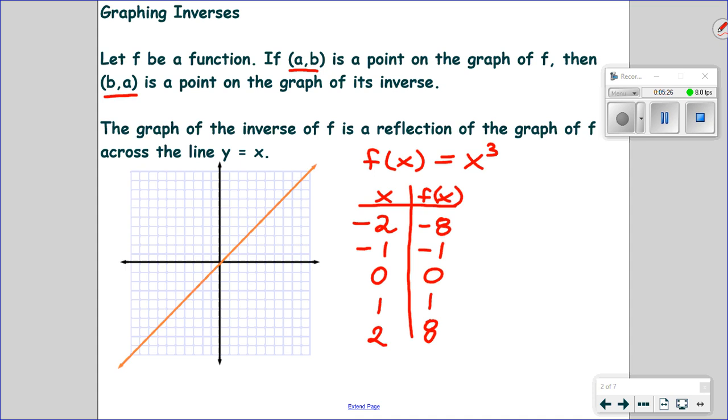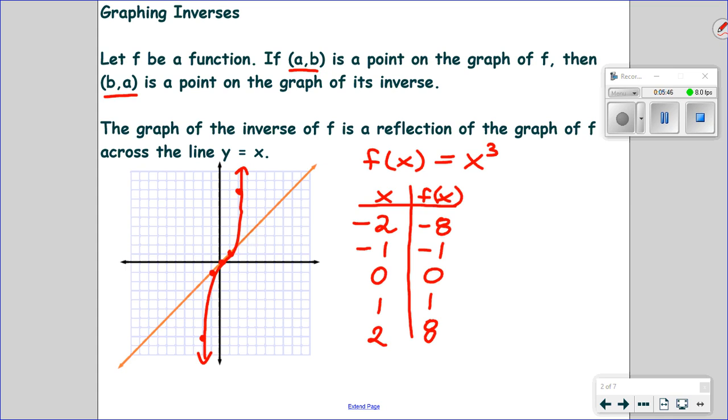So let's plot these points. -2, -8, -1, -1, 0, 0, 1, 1, and 2, 8. And here's our graph of x cubed. You should already know what that looks like because it is one of our parent functions.